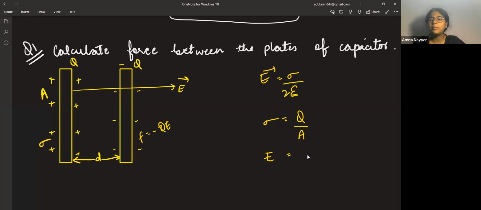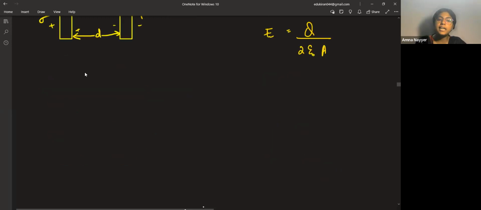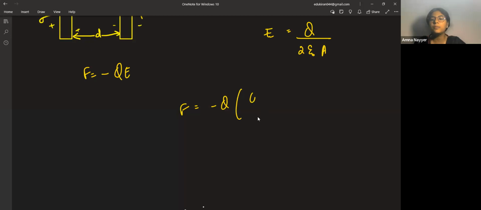So yes, let's replace this. This becomes Q by 2 epsilon naught A. Now, what is force? We are calculating the force on the second plate, because the electric field is due to the first plate. So that becomes minus QE. F is equal to QE, remember this formula, we have done this. So force becomes minus Q into Q by 2 epsilon naught A.